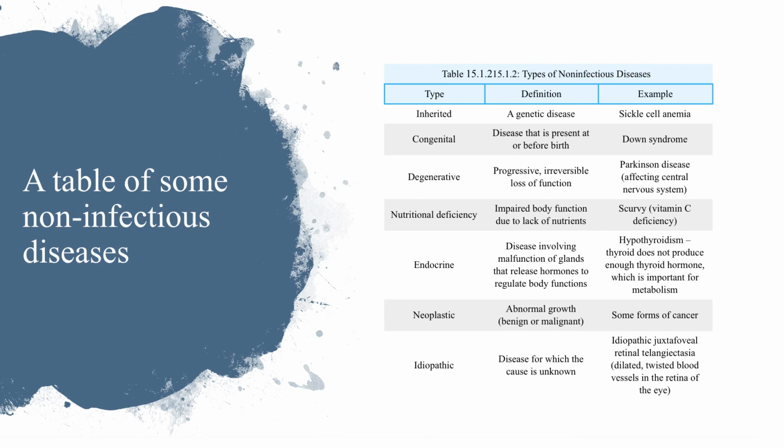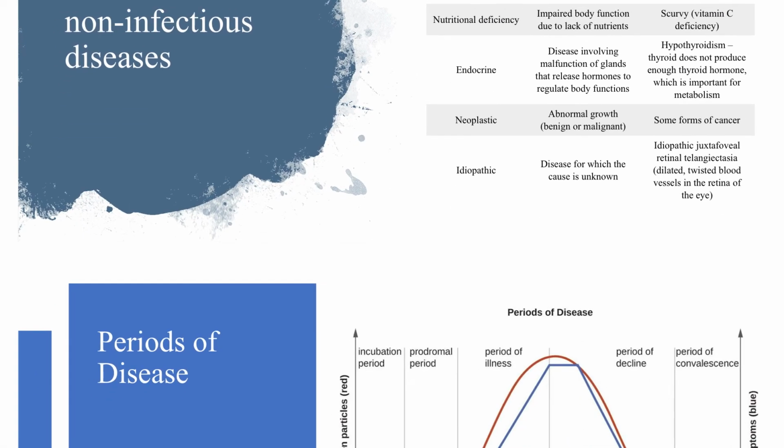A neoplastic disease is some forms of cancer or abnormal tumor growth that can be either benign or malignant, and an idiopathic disease is one in which there is no known cause. So we just don't know why these happen.